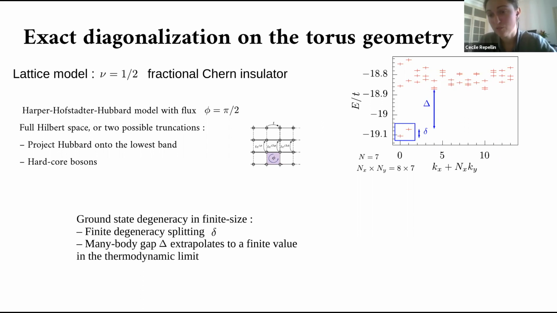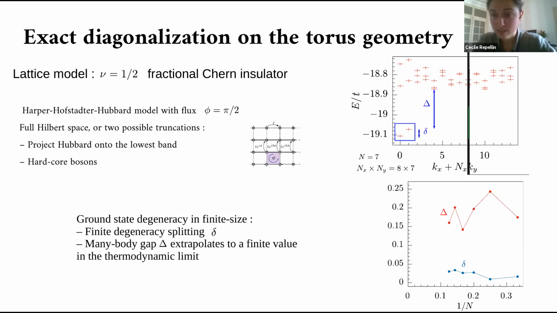So we can extract again those energies as a function of system size. Similarly to my previous slides, I have a plot as a function of 1 over n, where n is the number of bosons. Here I'm working in the hardcore boson limit, so I'm limited to 8 bosons in a lattice of 64 sites in total. The red curve corresponds to the many-body gap. The blue curve corresponds to the degeneracy splitting.